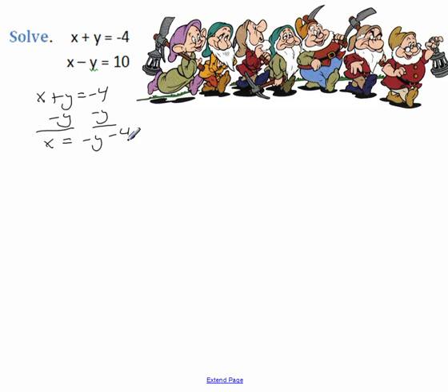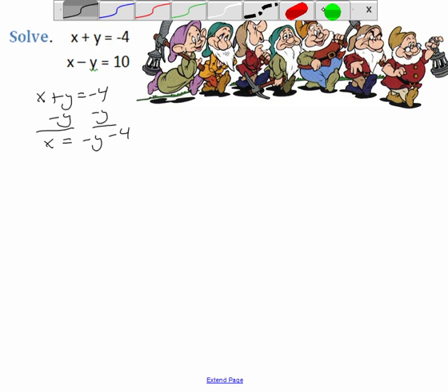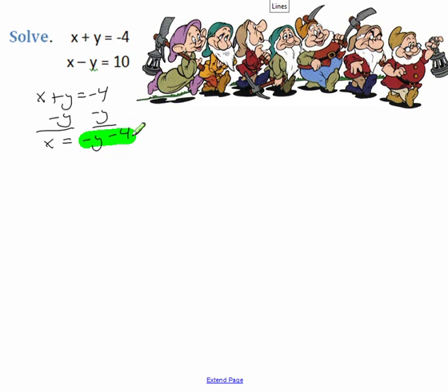And the idea of substitution is now that we know what x is equal to, this expression, we can substitute this part in for x into another equation. So we do not want to substitute it back into the equation we just worked with. That will get us nowhere. We'll end up with -4 equals -4, and that's not very helpful. So once you solve for one of the variables, you plug that in to the other equation. So what we're going to do here is take our -y minus 4 and put it in for x.